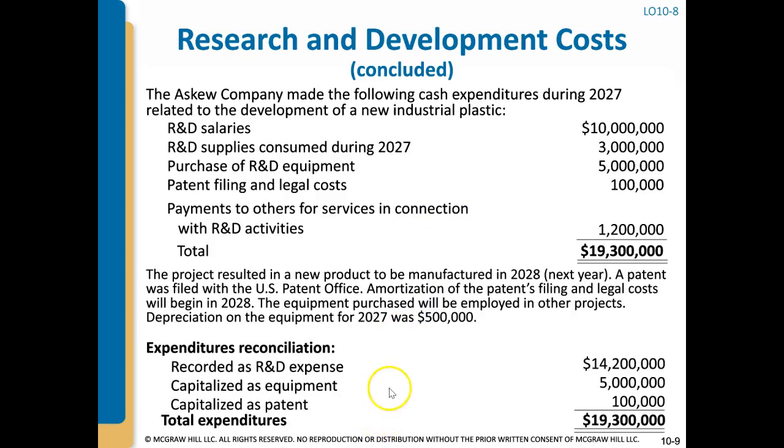So let's just look at the total expenditure reconciliation here, this 19.3 million. So we said 14.2 million is going to be R&D expense, 5 million is going to be capitalized as equipment, and $100,000 is going to be capitalized as patents to get to the full 19.3 million.